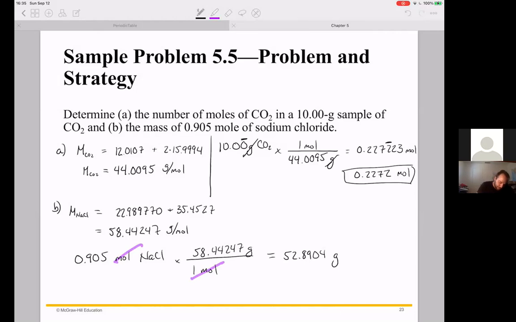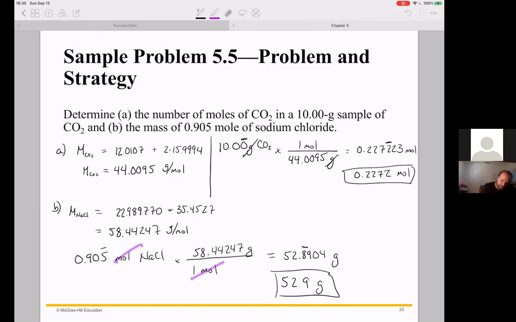And then lastly, I want to make sure to round to 3 sig figs. So this would be 52.9 grams. Sig figs aren't going anywhere. We got to make sure that we're good about them. In this case, the 0.905 has 3 sig figs. That's the fewest of any in the calculation, so that's how many my answer should have. So that's how we can first figure out from the periodic table what the molar mass is for a compound, and then utilize that molar mass in converting from grams to moles or moles to grams.